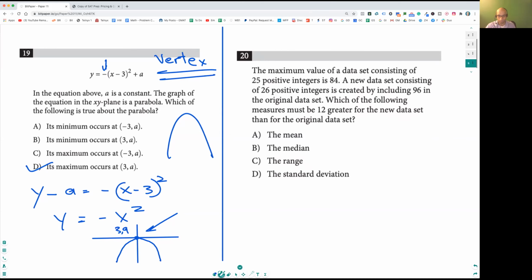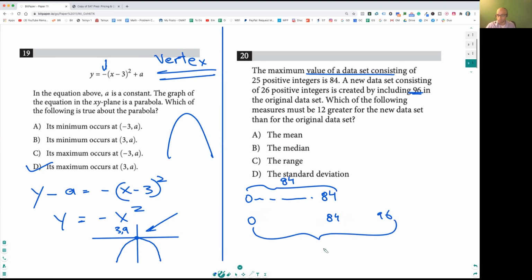Okay, so what this is saying over here, folks, is that the maximum value is 84, out of positive numbers. So it doesn't matter where it starts from, it's gonna end at 84, right? Let's say it started from 0. So the range over here is 84. Now, what they're saying is 96 is added to it. So from 0 through 84, there's another number now, 96. So now what's the range? It's 96. So the range was 84 originally, now it became 96.